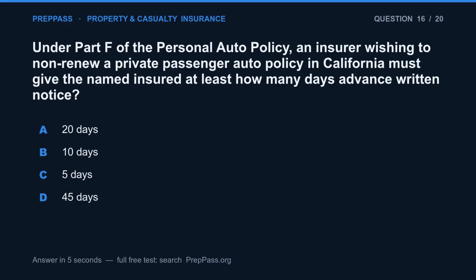Question 16. Under Part F of the personal auto policy, an insurer wishing to non-renew a private passenger auto policy in California must give the named insured at least how many days advance written notice? A. 20 days. B. 10 days. C. 5 days. D. 45 days.